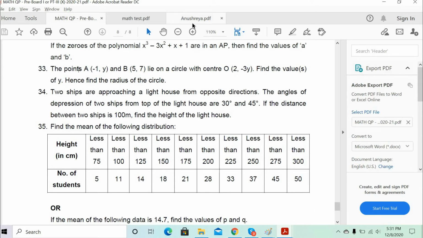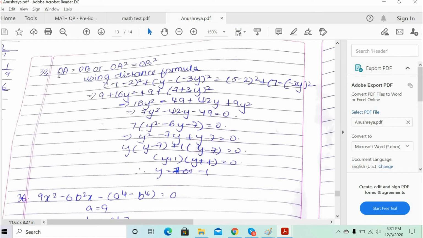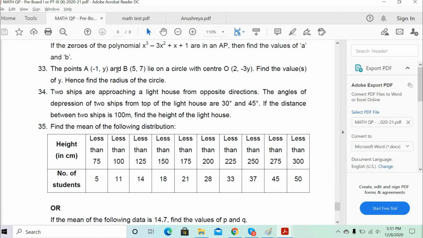What she has written for 33. Yeah, look at this part. So this is very clear. Using the distance formula, she has clearly written the expression, and you get the value of y. So we got the value of y, right?